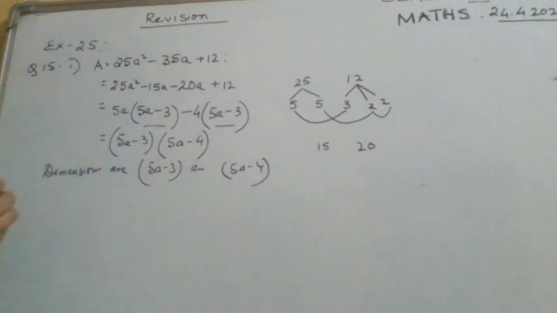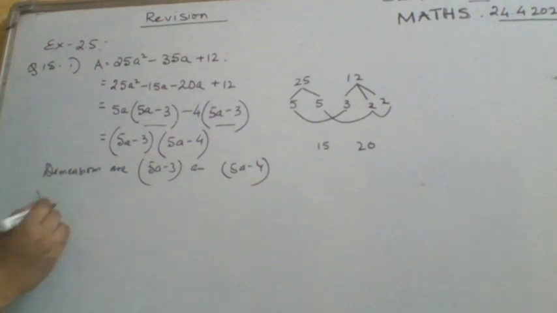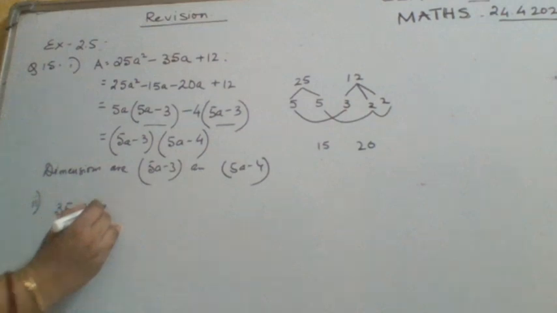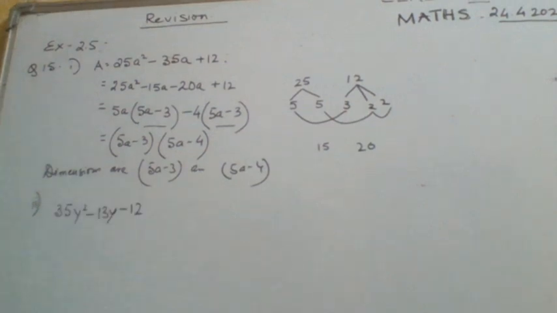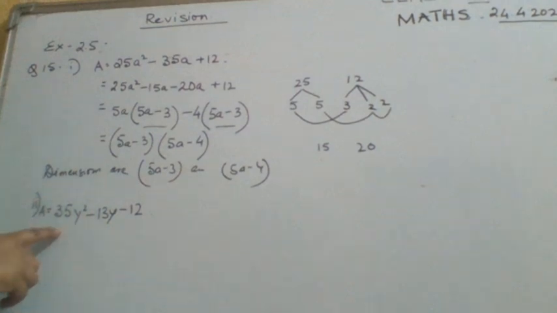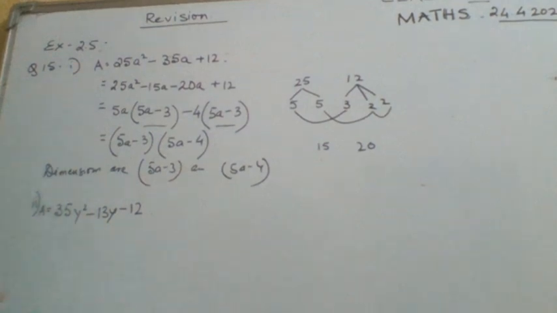The second part is 35y square minus 13y minus 12. Again you can see the possibility of factorization based on identity or middle term splitting. If you go for identity, this is not a square one. If you try to find the square root, it will give you some irrational number which is not existing in the middle term. So our option is to go for middle term splitting.